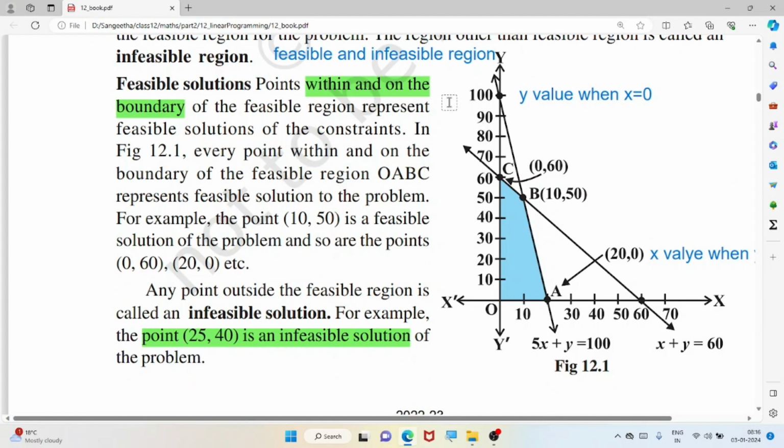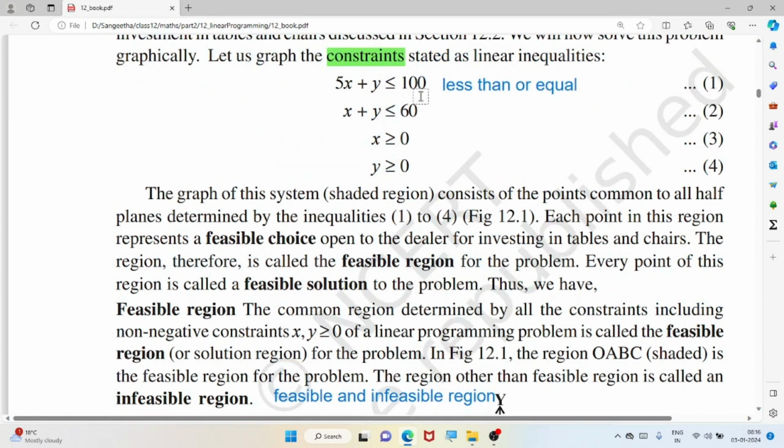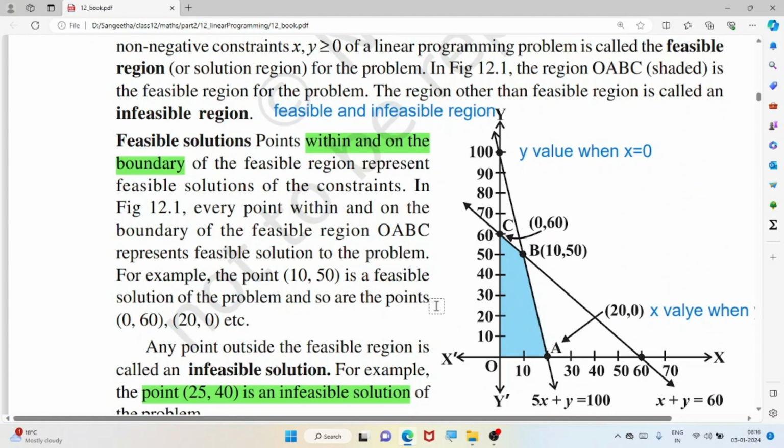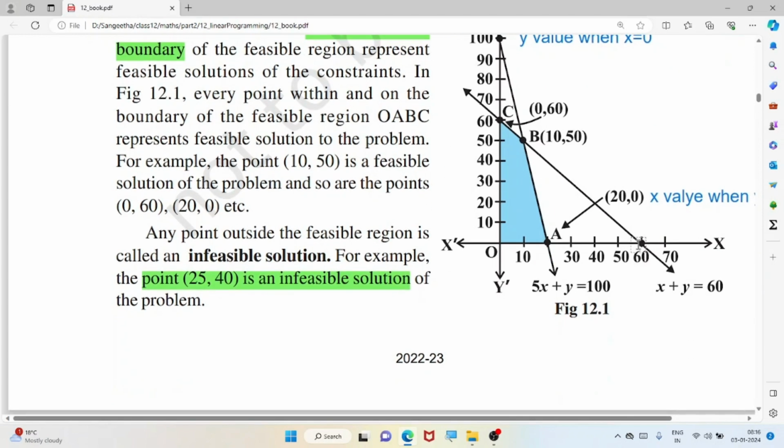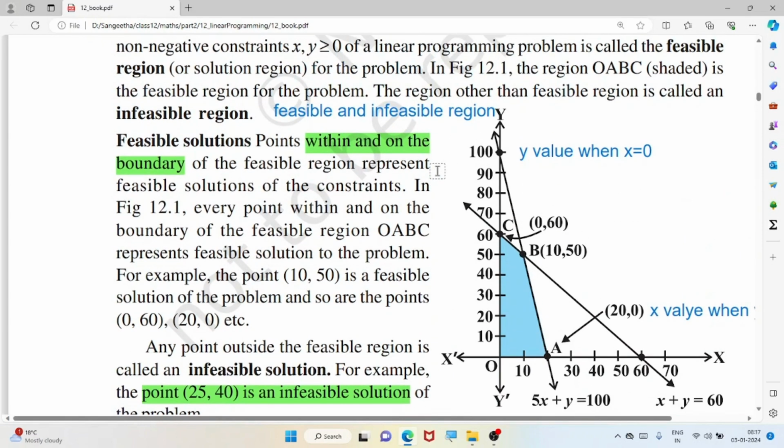See how you draw this line for the given equation. 5x plus y should be less than or equal to 100. Now you put first x equal to 0, then y is 100. This is x equal to 0 here, so y is 100 here. This is one point. For the other point, this line is for this equation: y is 0, 5x equals 100, so x equals 20. This is 20, okay, 20 comma 0. You should draw all the other equations also, so this is the intersecting point.